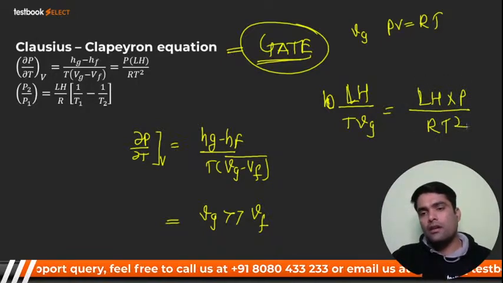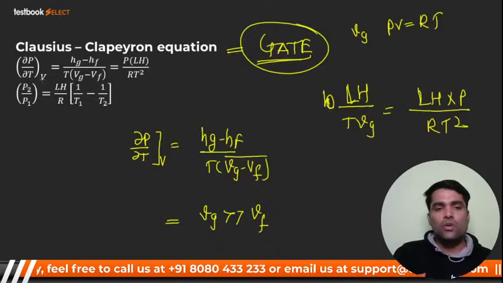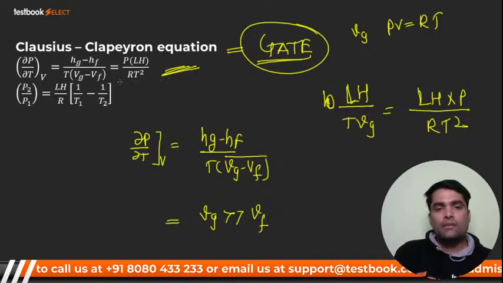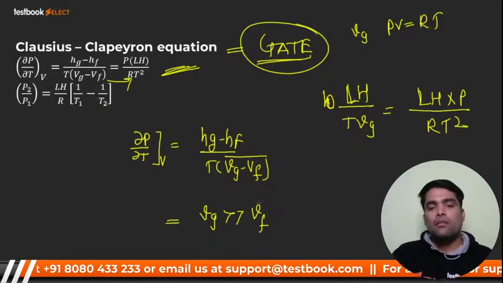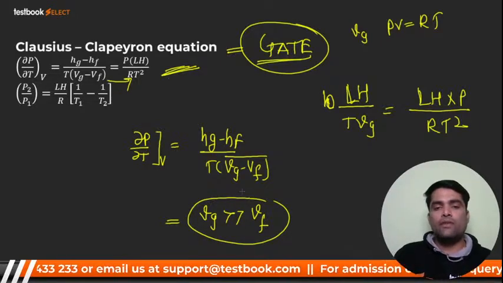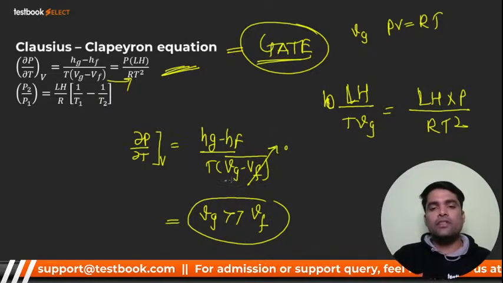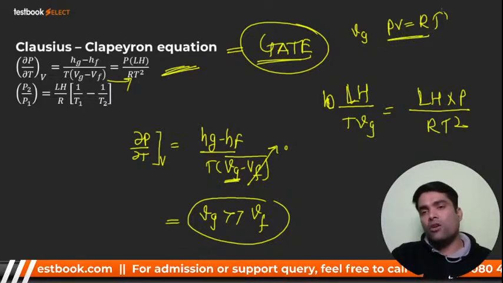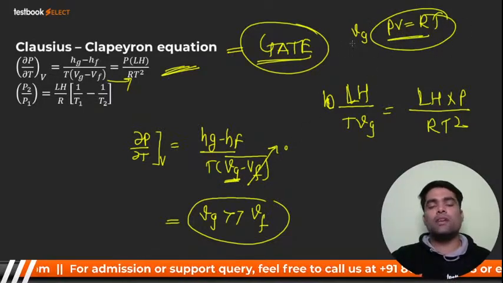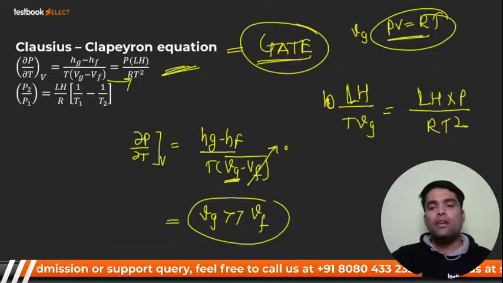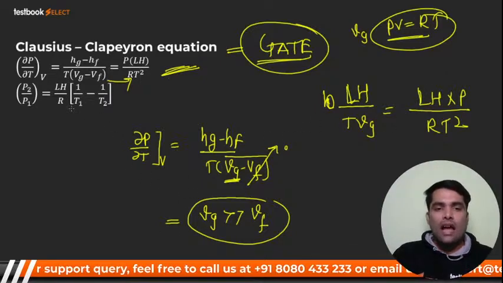RT square. So this is nothing but, see, you have converted it here. How the conversion happened, I already explained: because Vg is quite greater than Vf, so definitely Vf will get 0, and Vg will remain in the denominator. And Vg I can find out by this equation, PV is equal to RT. From that I will get V is equal to RT by P. Right?